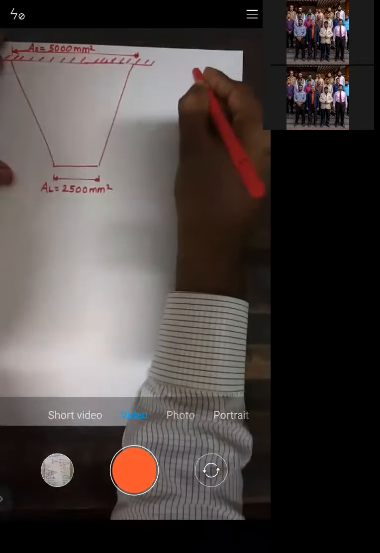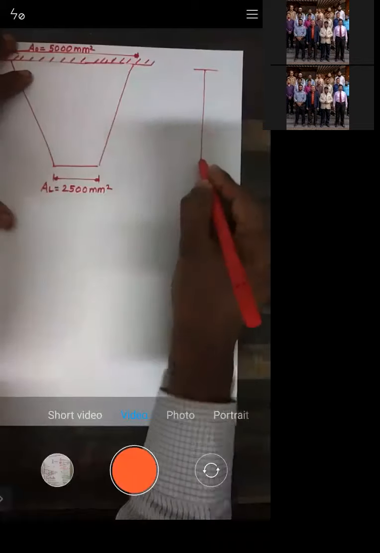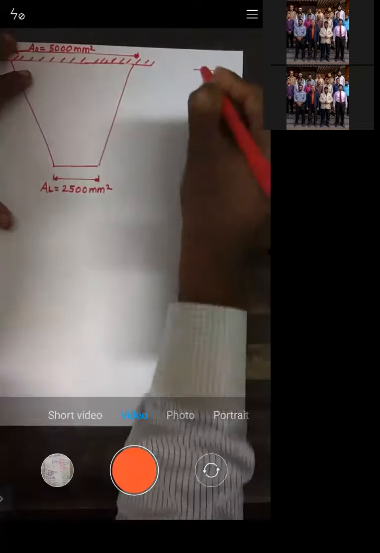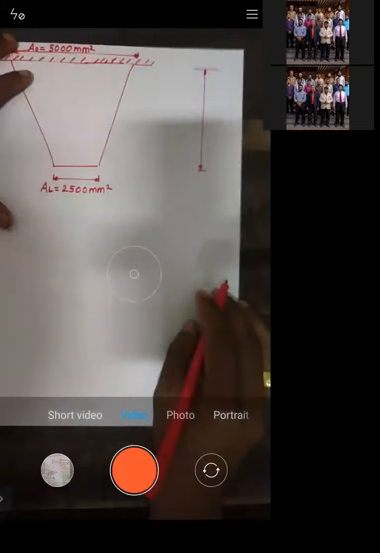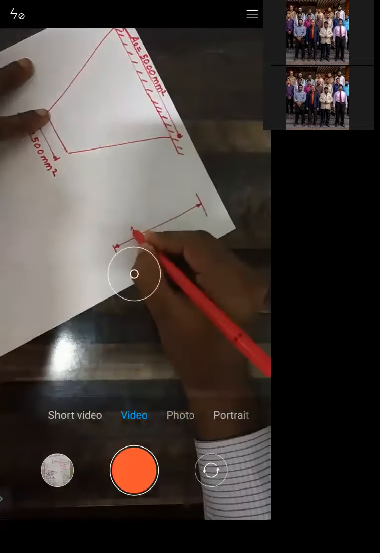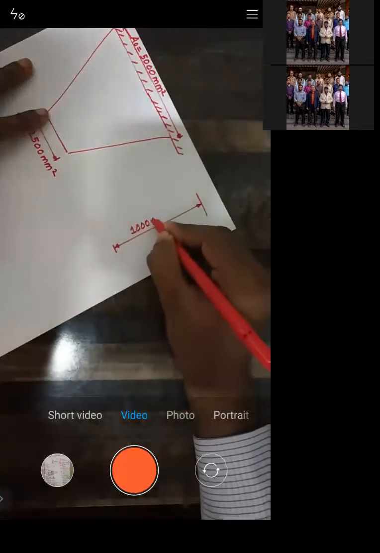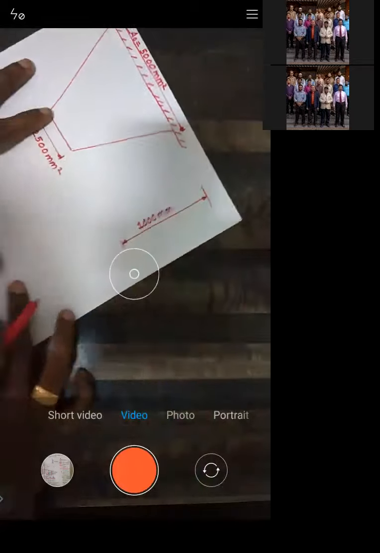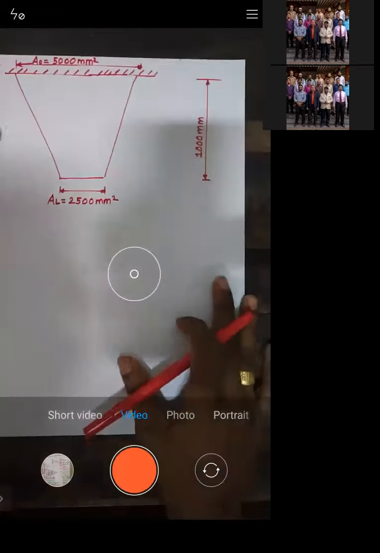Now the total length of the bar is measuring 1,000 mm. This is the total length of the bar, which is 1,000 mm.